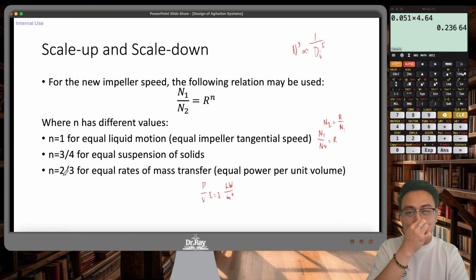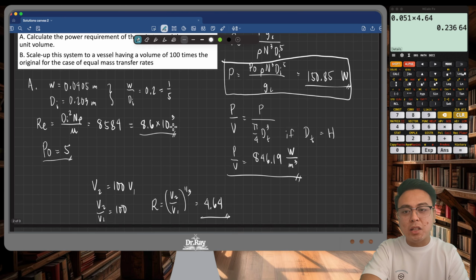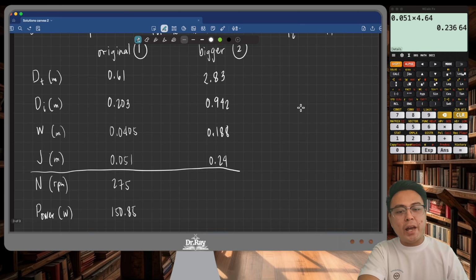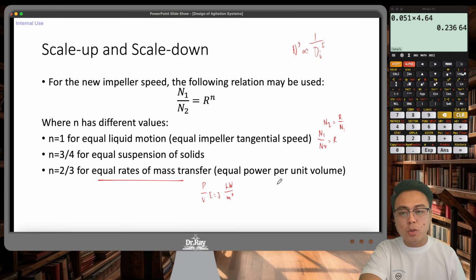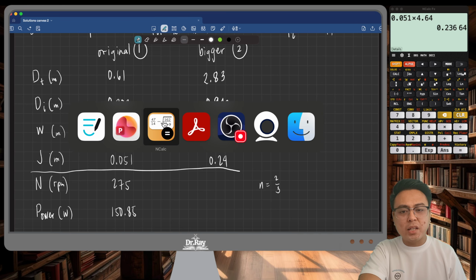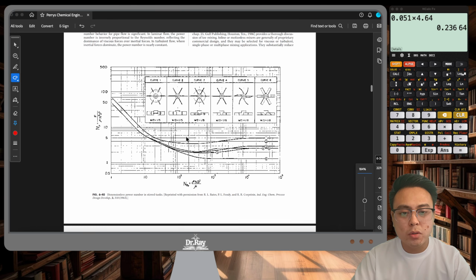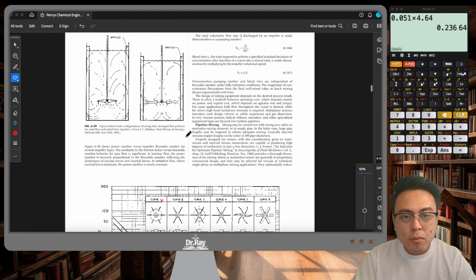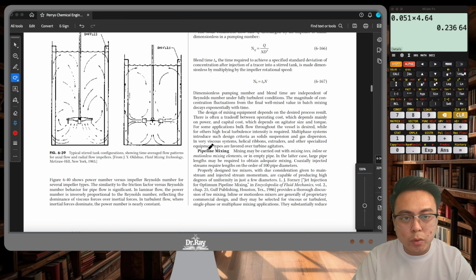And you have to select here which case you want. Our case, of course, is equal rates of mass transfer as stated in the problem. Equal mass transfer rates. Therefore, small n has to be 2/3. I think these are also in the handbook. Let me check.